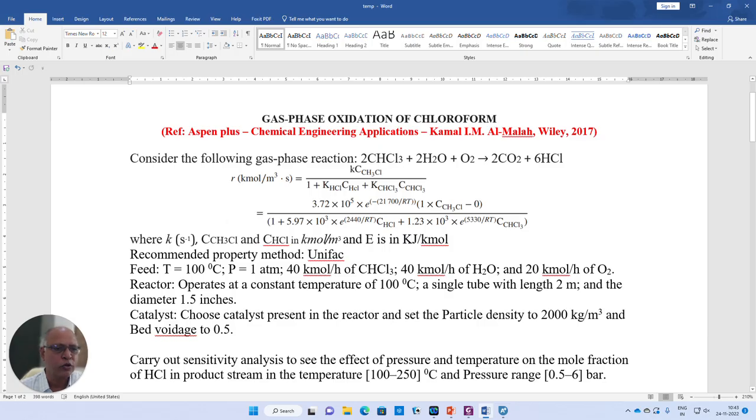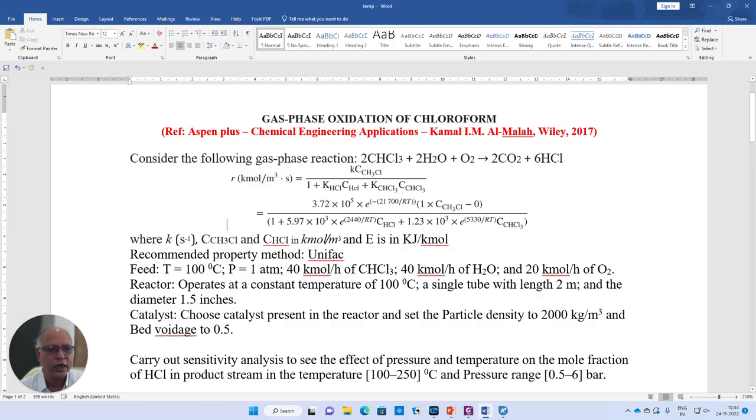Similarly, in the third term also, the constant A that you need to provide in Aspen will be equal to the logarithm of 1.23 into 10 power 3, and B will be 5330 by R. And you can accordingly represent the concentrations. Now some data is given: the concentrations are in SI units, the value of k is in second to the power of minus 1 and E is in kilojoules per kilomole.